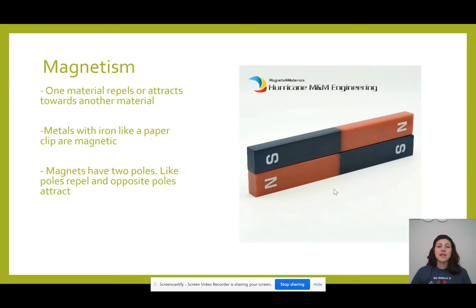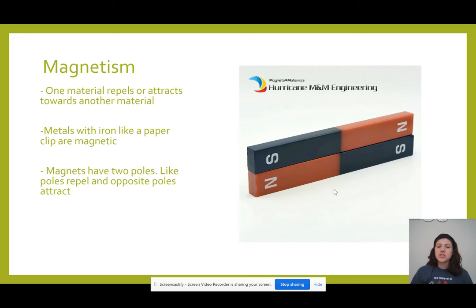So from the last slide, we now know that magnetism is a non-contact force. It occurs naturally. Magnetism is when one material repels or attracts towards another material. Metals with iron, like paper clips, are magnetic, meaning that they will be attracted to another magnet. Magnets have two poles. Like poles repel and opposite poles attract.